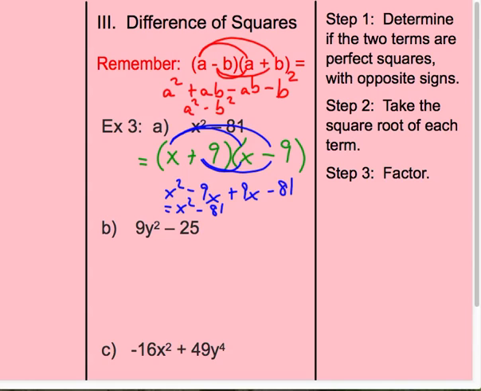Alright, second example. 9 and 25 are both perfect squares, and our variable has an even exponent, so everything is a perfect square. So for these, I always just set up my two binomials. Square root of 9 is 3. Square root of y squared is y. Square root of 25 is 5. 1 positive, 1 negative.